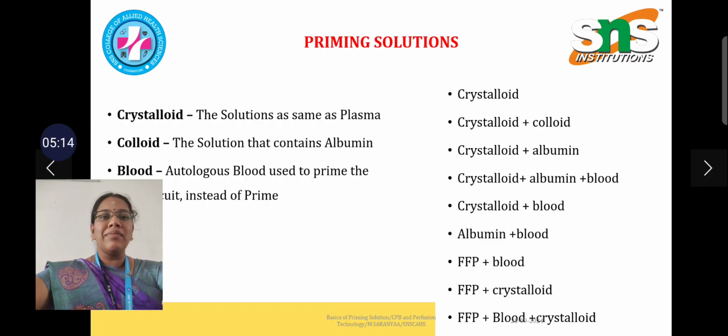There are various priming solutions we use according to the patient's needs and the surgical preferences. We use a crystalloid solution, which is similar to plasma; a colloid solution, which contains albumin or a protein; and blood, which is autologous blood. We use the patient's own blood instead of a prime. Here there are various combinations to be used according to the patient's needs.